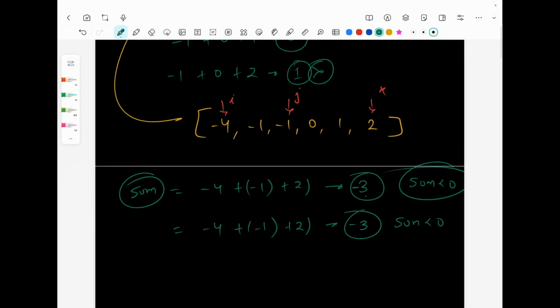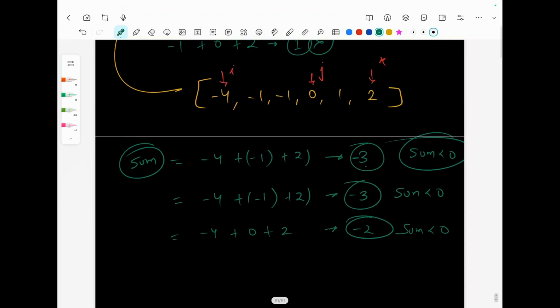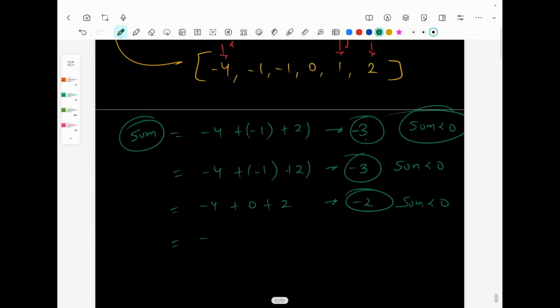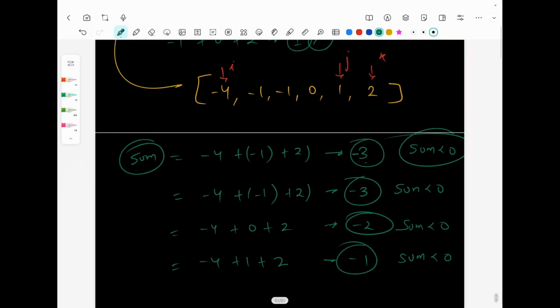So we will move our j again. Okay, let's take the sum. -4 plus 0 plus 2 is -2, but it is still less than 0. So we will move our j again. So let's take -4 plus 1 plus 2, it is -1. It is still less than 0, right? Now we cannot move our j further towards k, because if we move, j will become equal to k and the condition will fail. So in this iteration we weren't able to get our answer.